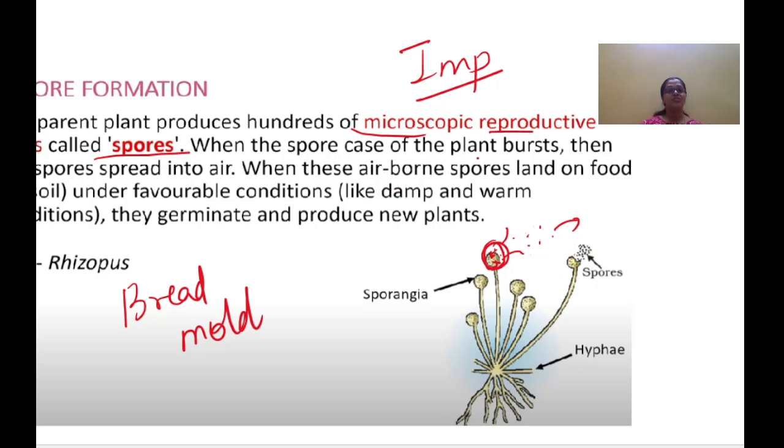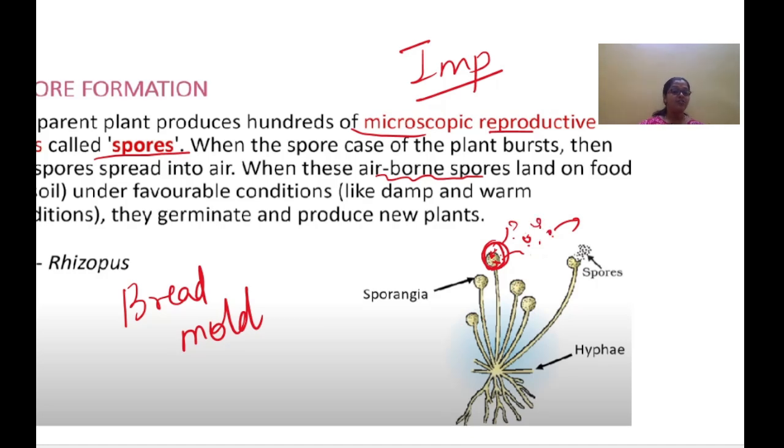So when the spore case bursts open, it will spread all over, and it is an airborne spore which can land anywhere, and it can grow and germinate into new spores. So this is a type of asexual reproduction where spores are playing a very important role. So they germinate faster and they are light in weight and can be easily carried away by the air.